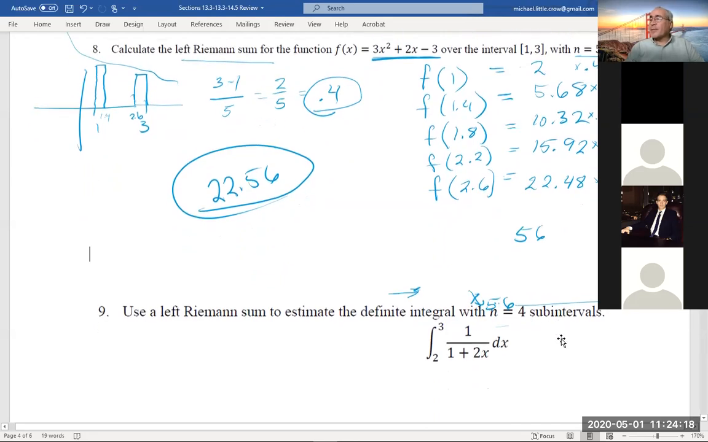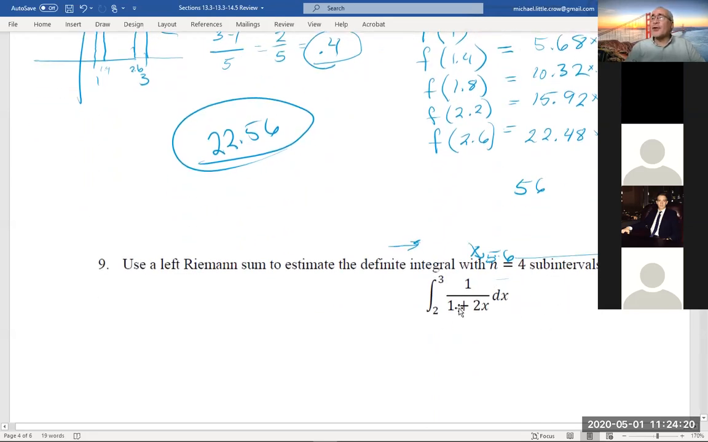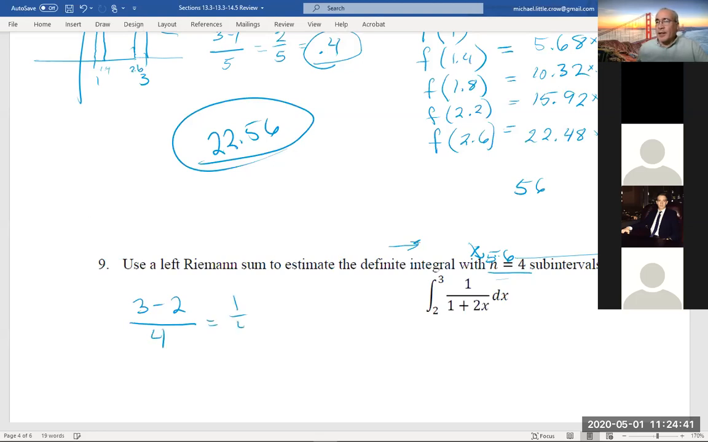This one, I'll get it set up for you. Okay. So for this one, our limits are 2 to 3. So we do 3 minus 2. And we're going to do it in 4 subintervals. So divide by 4. 3 minus 2 is 1. So that's 1/4 or 0.25. What we put in the calculator, we don't integrate this actually, which might be messy to do anyway. We put this as our y equals.